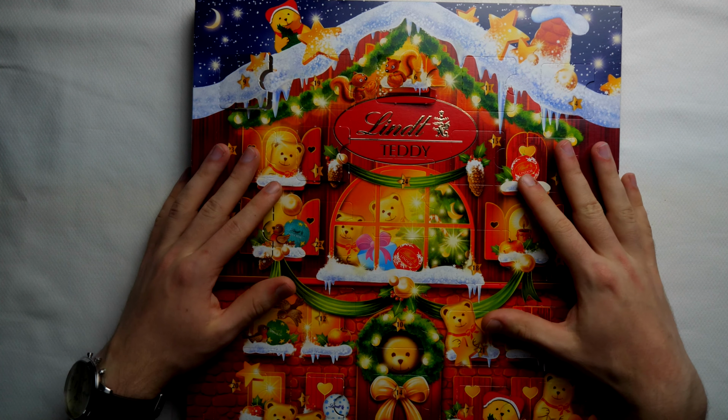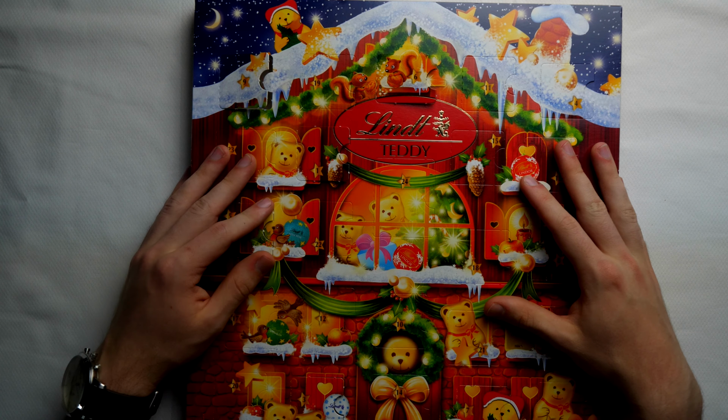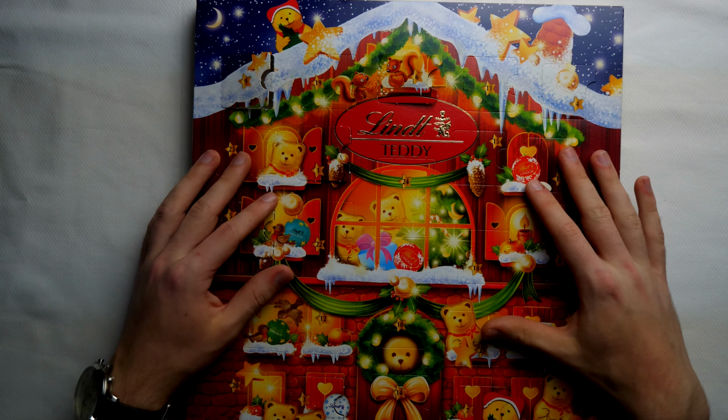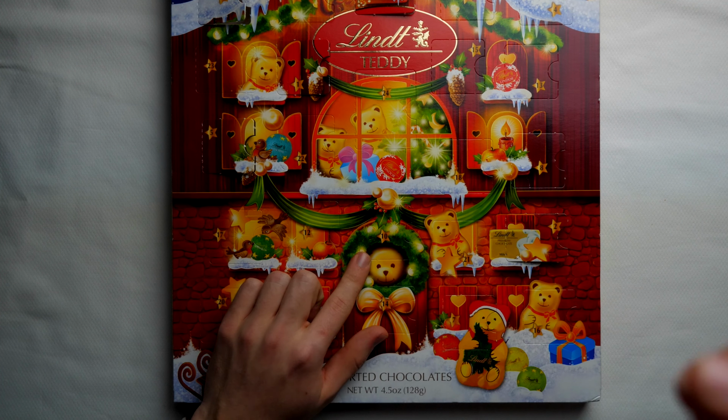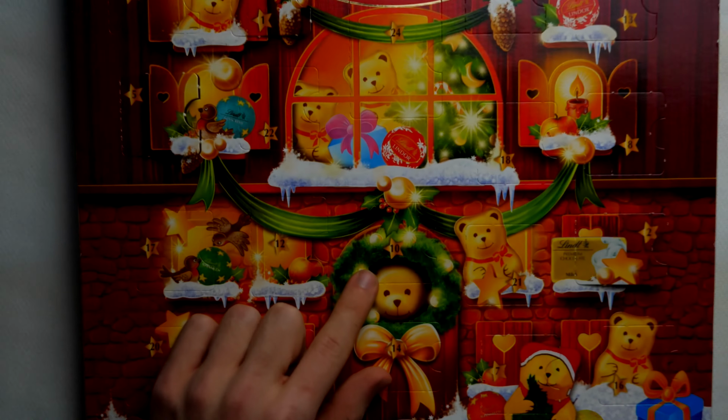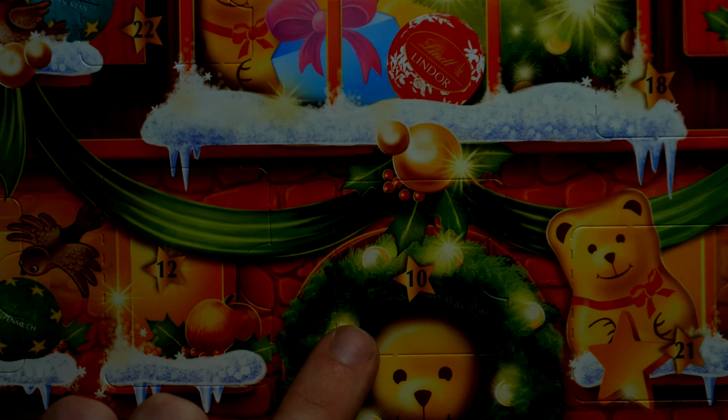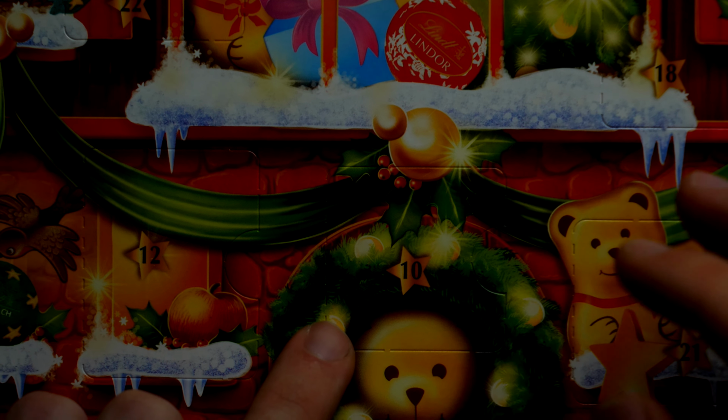Let's find the 10th chocolate on our advent calendar, and then we can do some calculus. Let's see. There it is. It's right near the center. I'll zoom into that for you. It's right above this bear's head, right above the mistletoe. But I don't think there's going to be a bear behind this, because there never is.